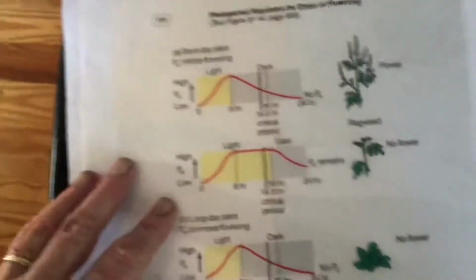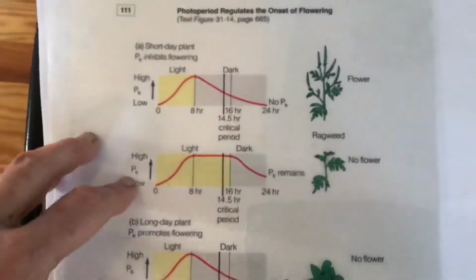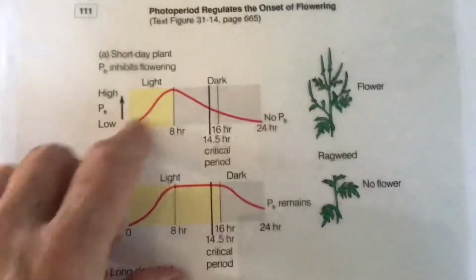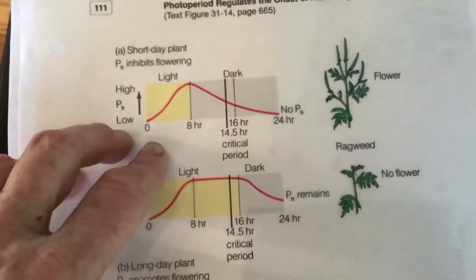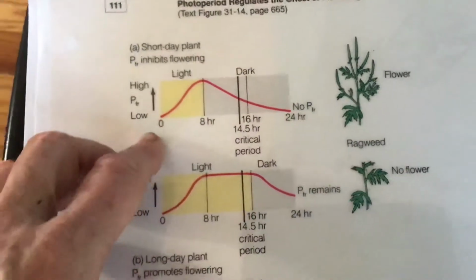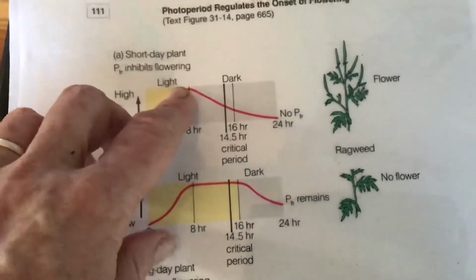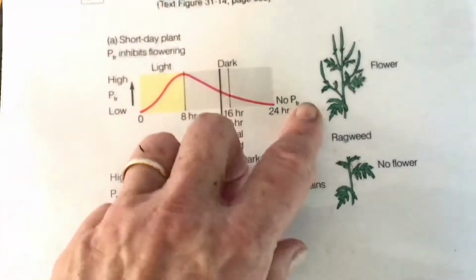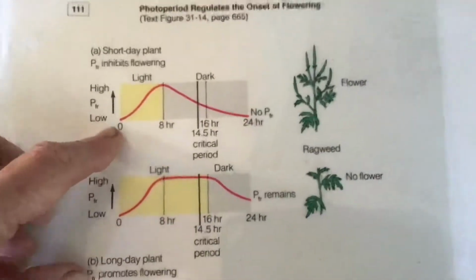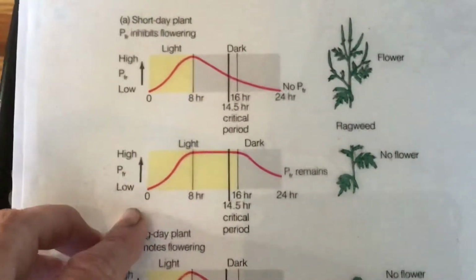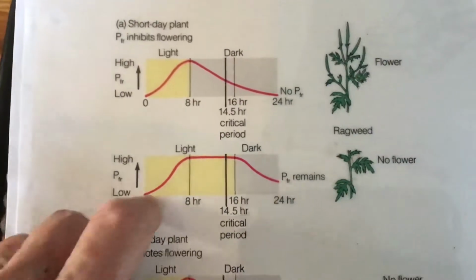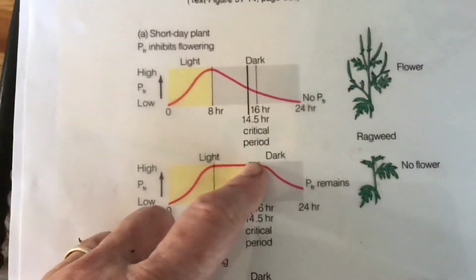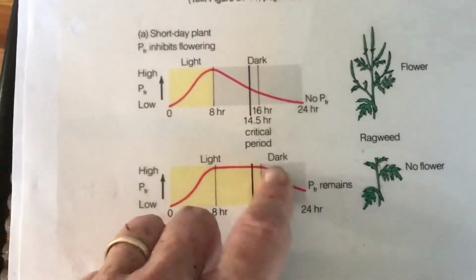This is an example of short day plants. The red is the amount of PFR building up, and if you have daylight for 8 hours a day, the PFR will build up about this amount, and then it'll start degrading here. Now, this is like during the summer, so you have the PFR building up and staying up for a longer period of time, and then when it's dark it'll degrade.